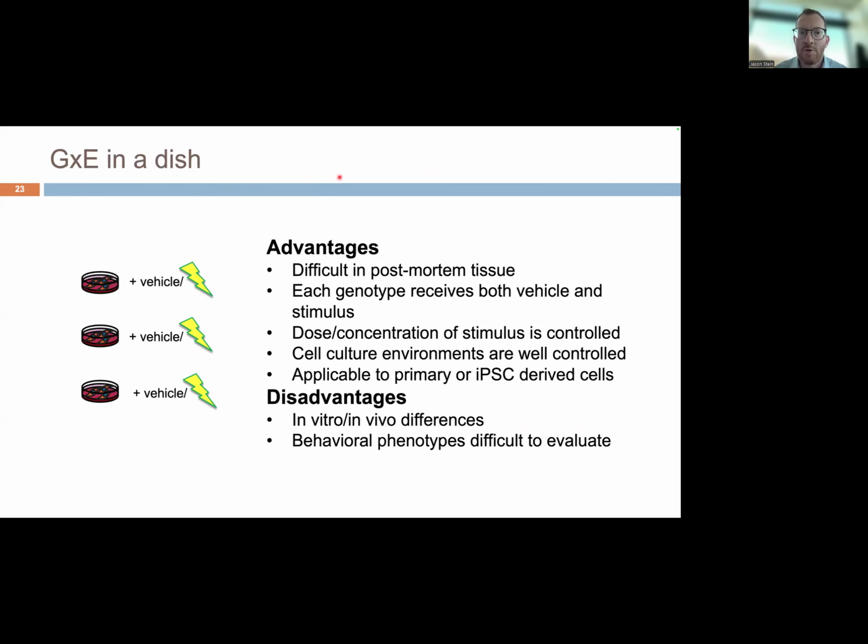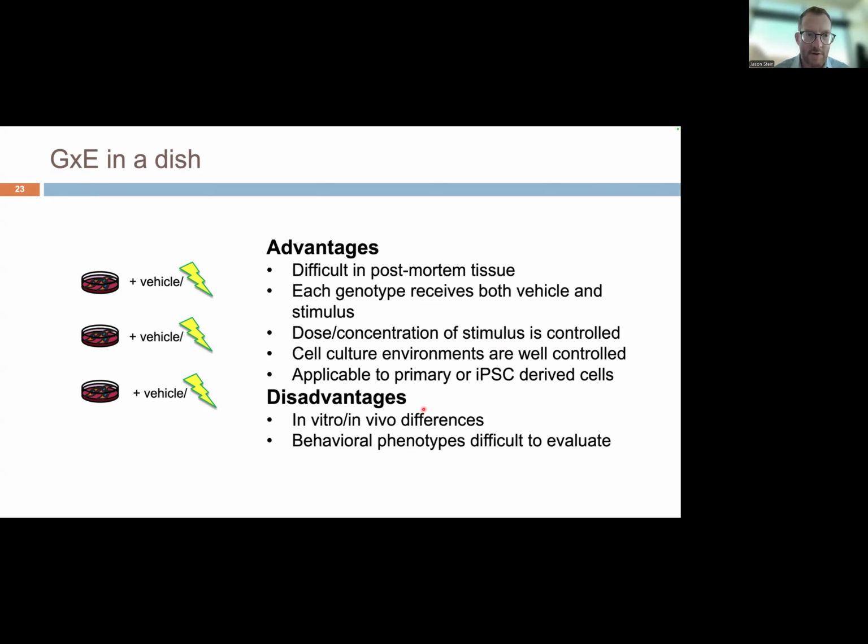We think that this approach of doing G by E's in a dish has several advantages. First, it's difficult to do these type of assays in postmortem tissue, mainly because you can measure exposures in postmortem tissue, but those exposures are usually across a life and not really specific. Whereas here we have a living cell culture system that we can add exposures to. Unlike in postmortem tissue, here we can design it so that each genotype receives both the vehicle and the stimulus condition. And the dose or concentration of the stimulus is very well controlled, as are the cell culture environments. And we can do this with any population of primary or iPSC-derived cells.